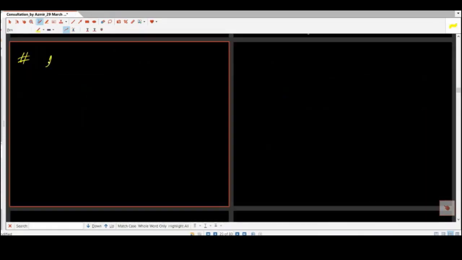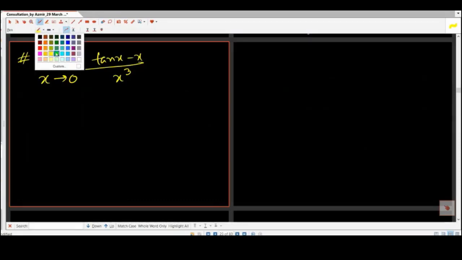So say we have to evaluate the limiting value of tangent of x minus x over x cubed when x approaches 0. First of all, we have to check what the type is. So here we have x, x, and x. We are locating these positions so that we can plug in this value.